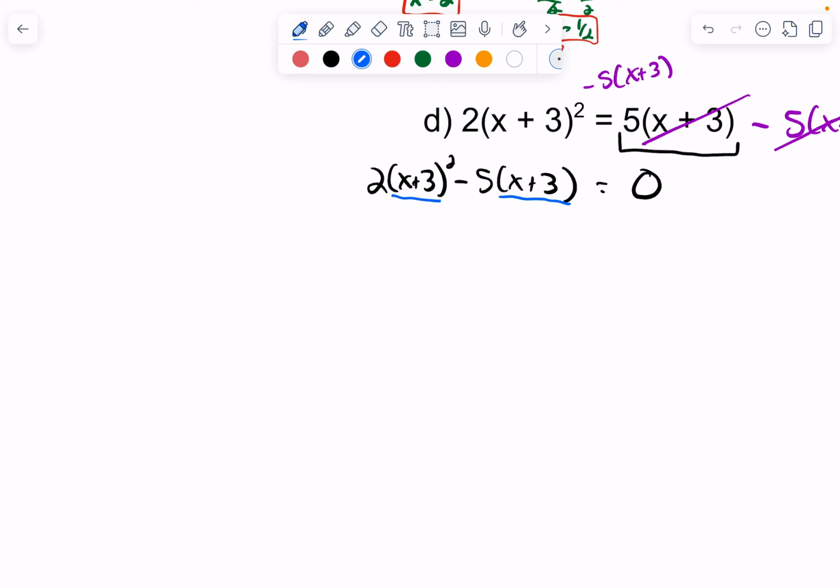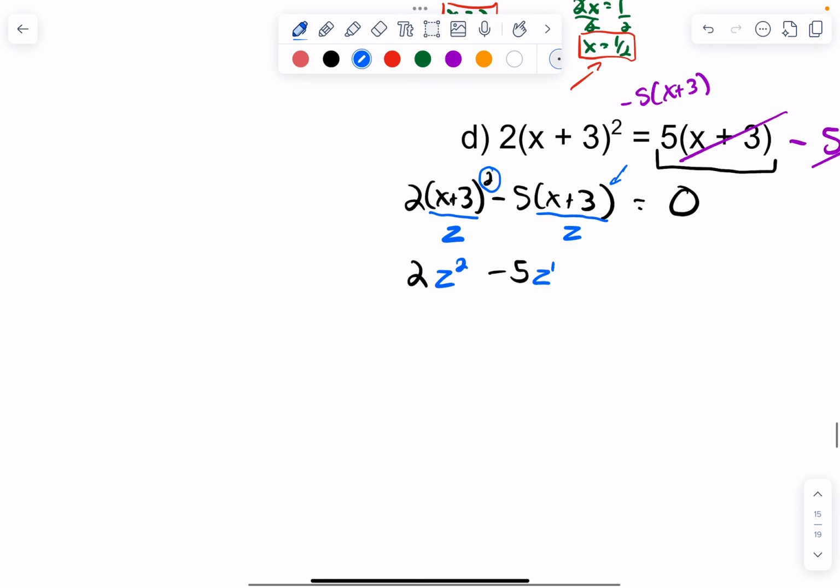or another way to visualize it is, let's say this x plus 3, let's call it z, right? So you have really 2, but then remember there is a squared on this one, so you have 2z squared minus 5z. So you can see that there's only one of these z's here, but there's two of those there. So if I think about factoring what I have right here, well, I can pull a z from both of those terms, and that would leave me with 2z minus 5 equals 0.